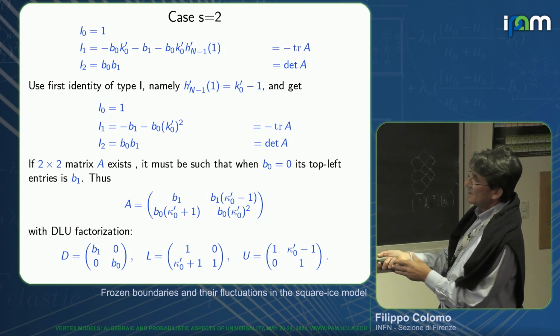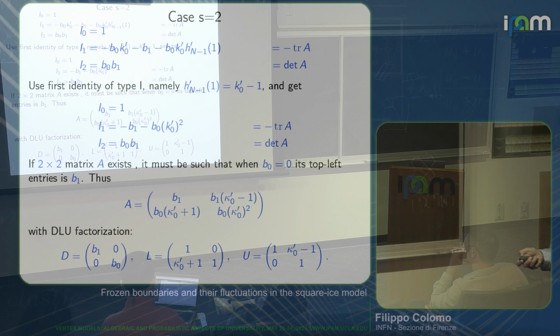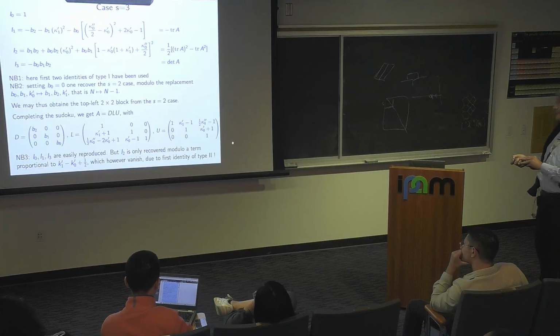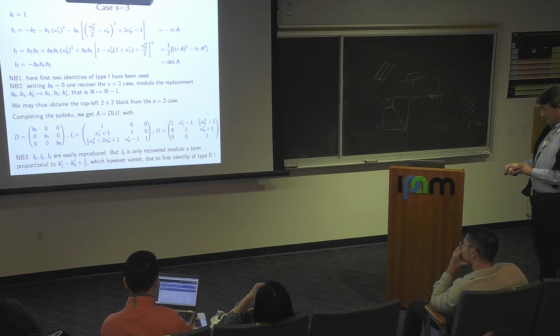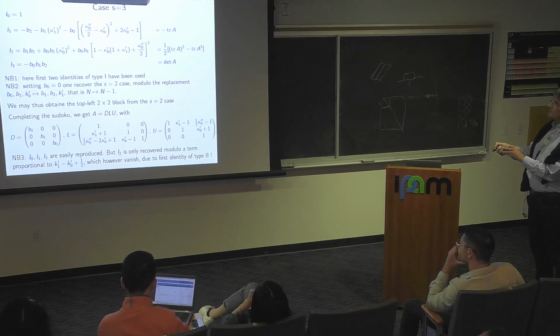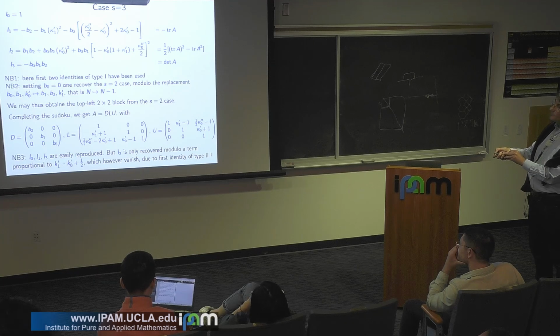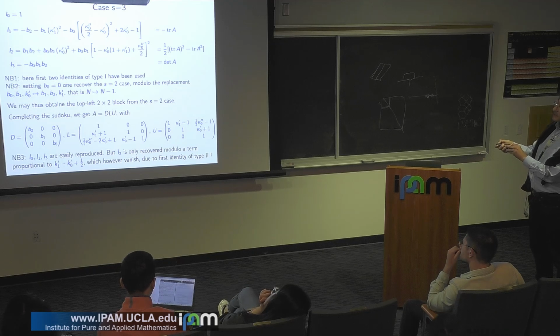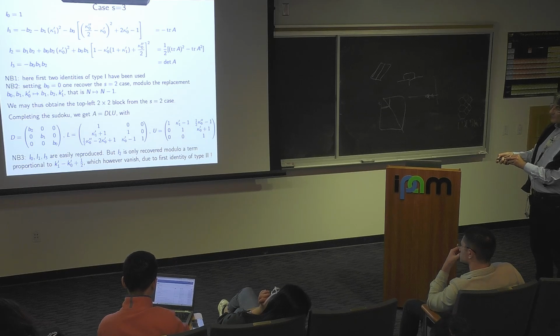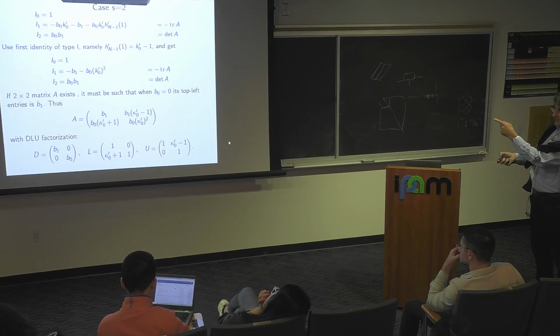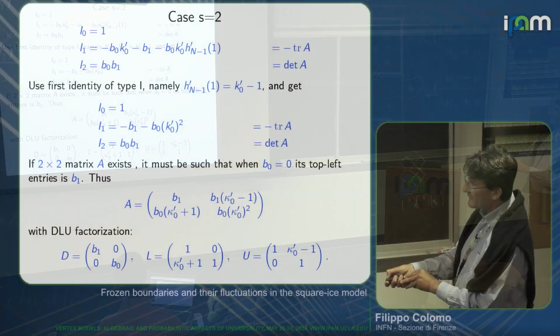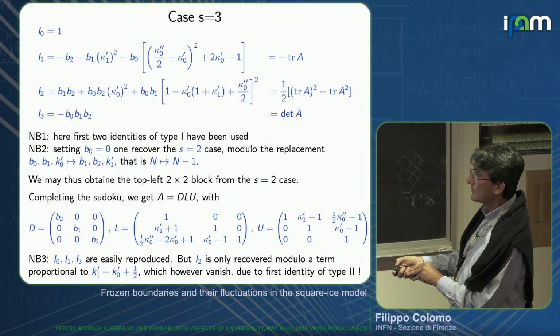And this is your expression. Okay, this is not enough to guess any structure yet, so let us go to S equals 3. Here it really becomes quite a big work. So we have to impose all these conditions, and we have already used a set of identities of type 1. And again, if you put B0 equals 0, you obtain the structure of the case S equals 2, so you can rebuild the D, L, and U using the structure of the previous page, apart from the fact that you have shifted indices by 1.